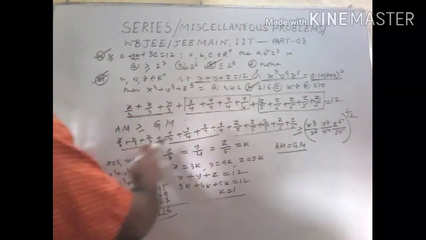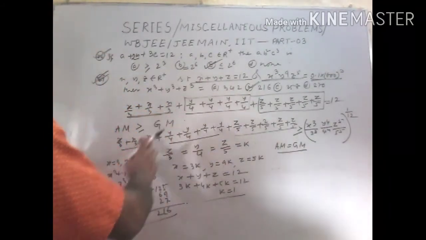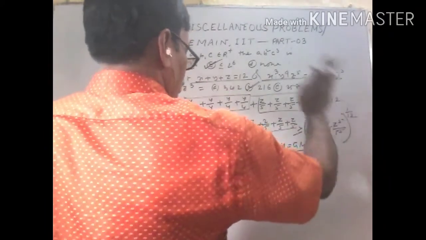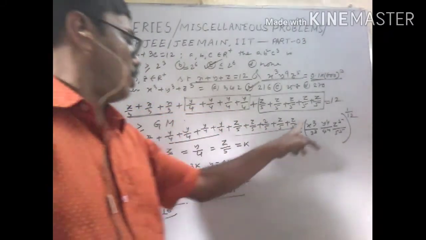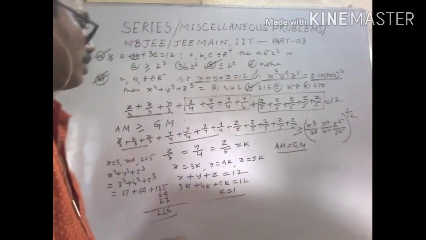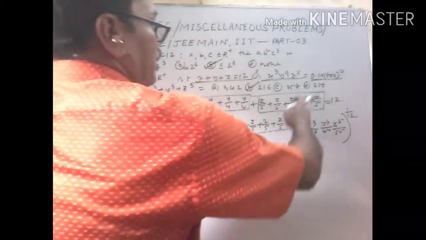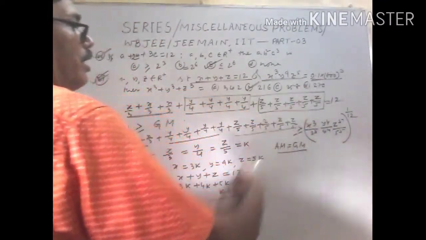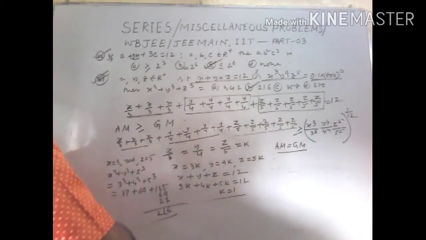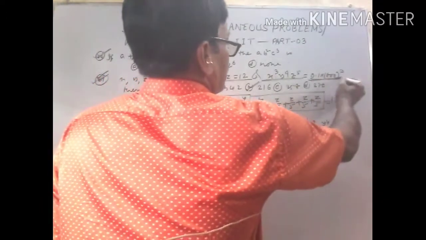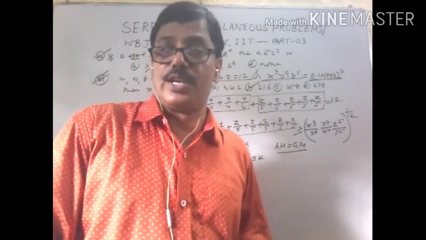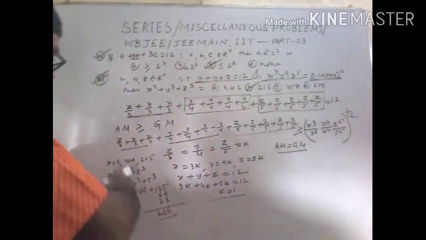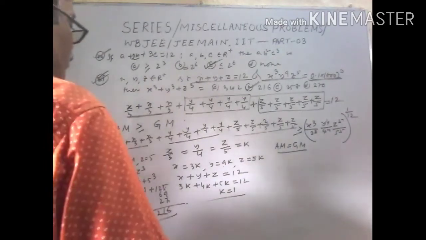So how many terms? 12 terms. So AM is greater than or equal to GM. So this by 12 is greater than or equal to this. So this equals 12. So if we write it in reverse form, this is less than or equal to the product. But given the condition, this is equal to. So here AM greater than or equal to GM. So we know AM equals GM when terms are same.